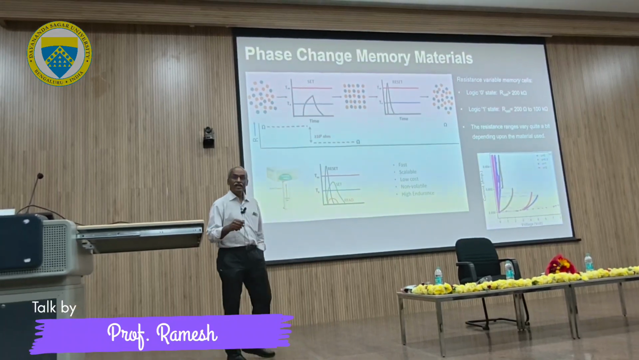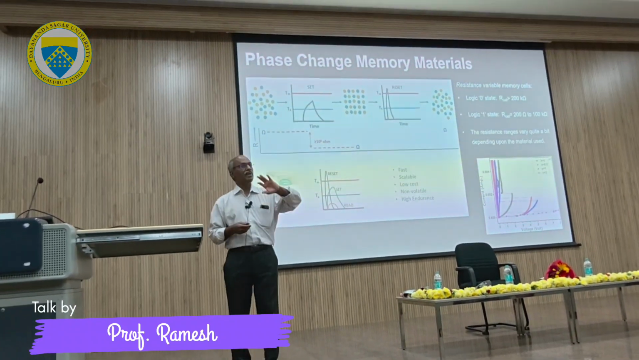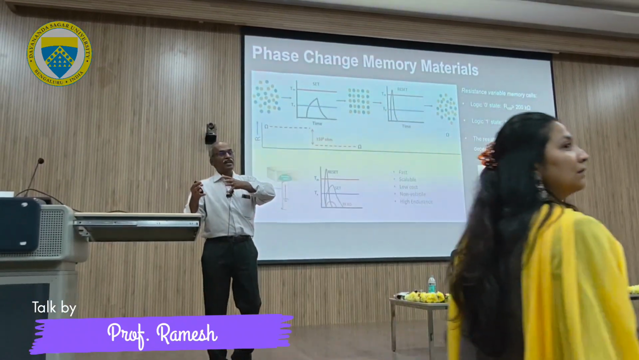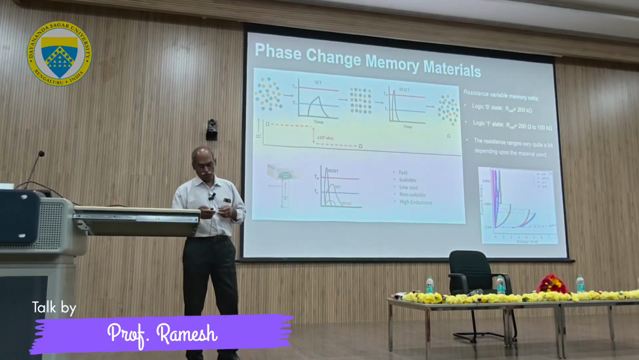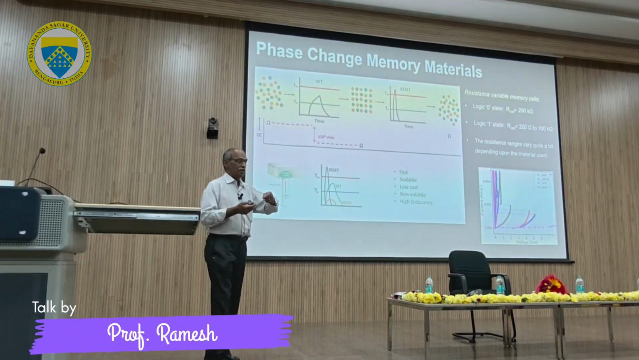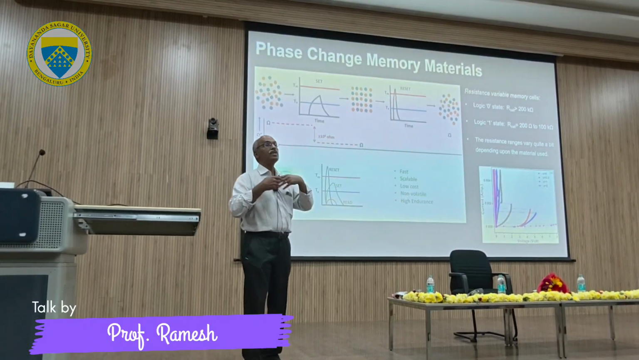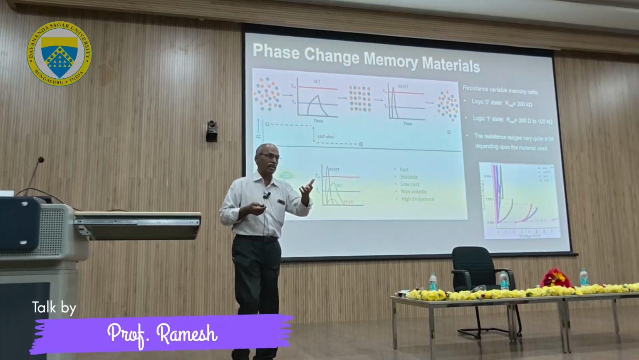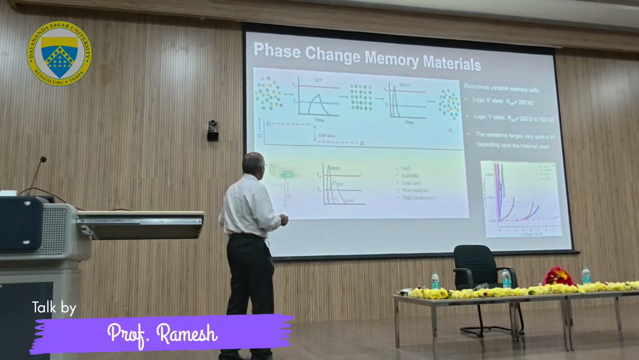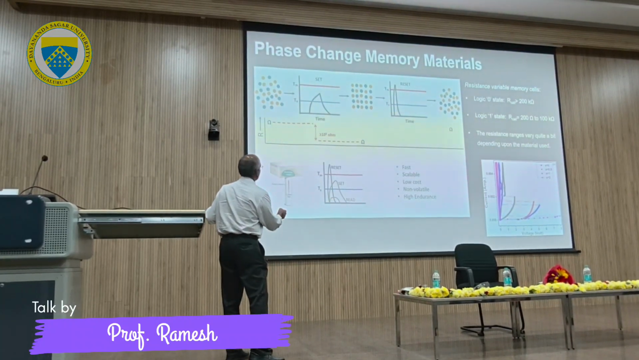The heating is due to the Joule heating, right? Every material has its own internal resistance, and due to this resistance, the current flow will be obstructed. Once the obstruction happens, the heat will be generated, right? So the heat is enough to crystallize the material from the amorphous state to the crystalline state.